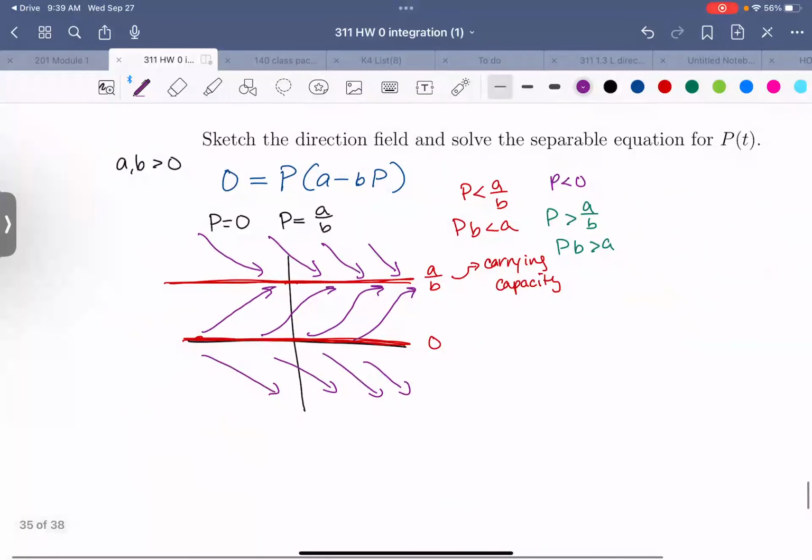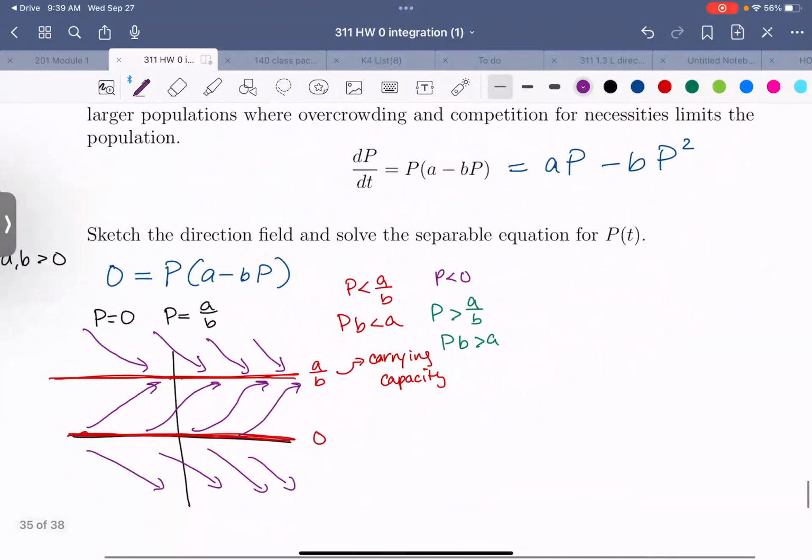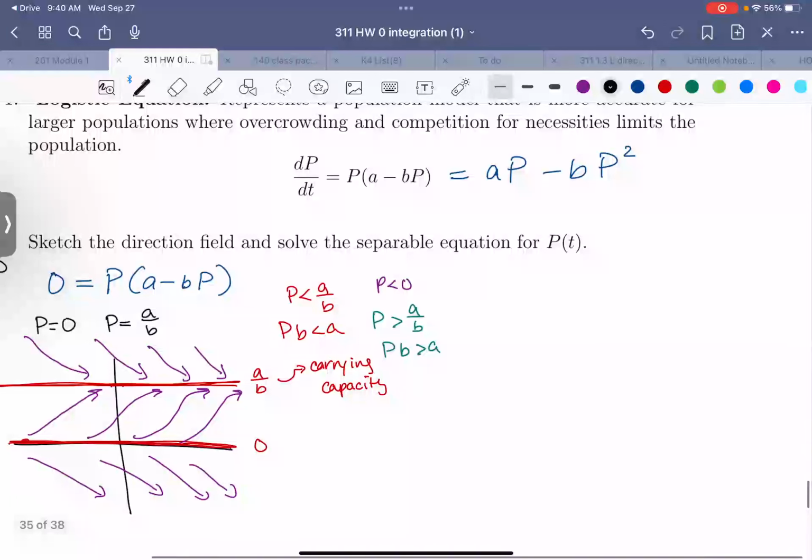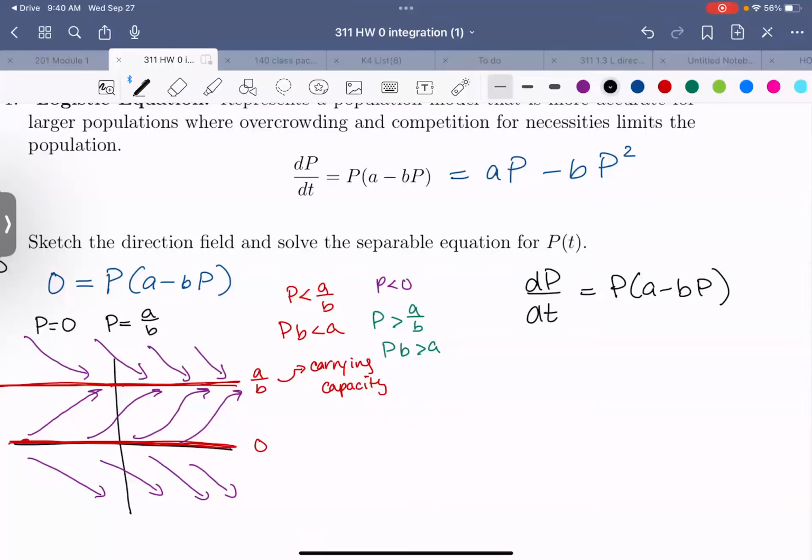Okay, so let's go ahead and solve the separable equation. So I'm going to go over here, and you've got dP/dt equals P times (A minus BP). I'm going to leave it factored and solve this. There are no t's at all on the right-hand side. A and B are parameters. P is your dependent variable. So we can divide by everything on the right and multiply by dt. So that's going to give you dP over P times (A minus BP) is equal to dt.